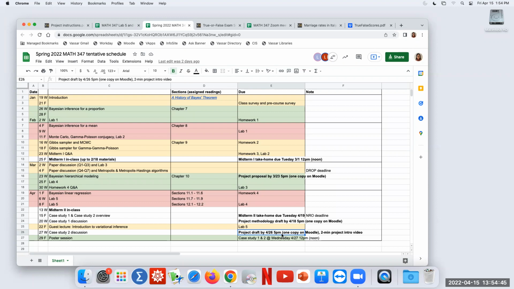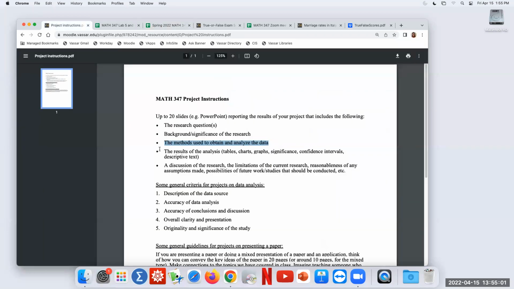Yes, Sarah? Wait, is there a paper attached to this or is this just a project? Just the project. So no write-up for the project itself. The final product will be a poster session, which is up to 20 pages of slides. Yeah, 20 slides, so that everything goes in here.